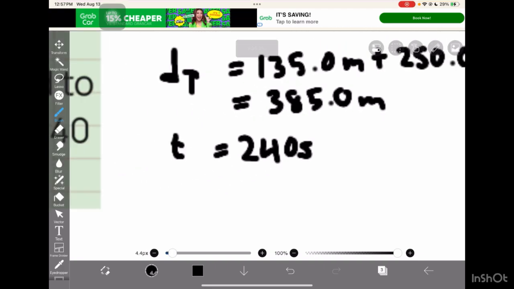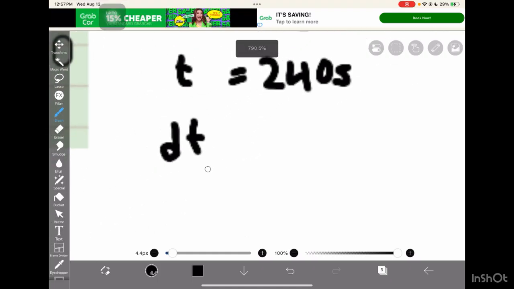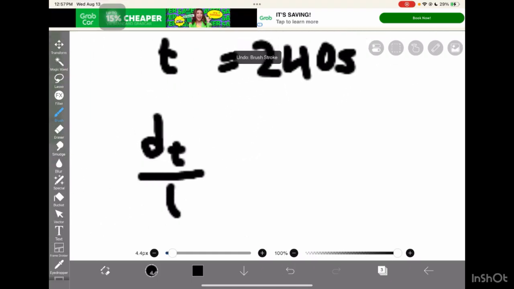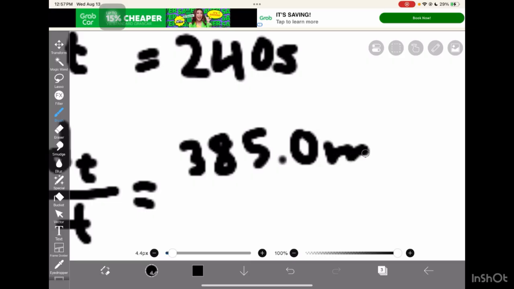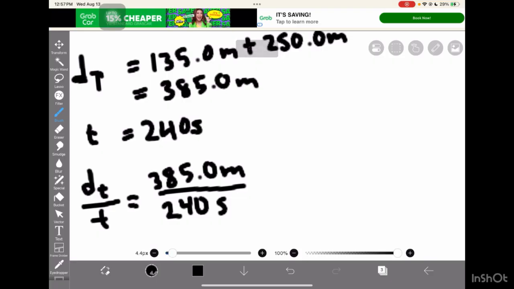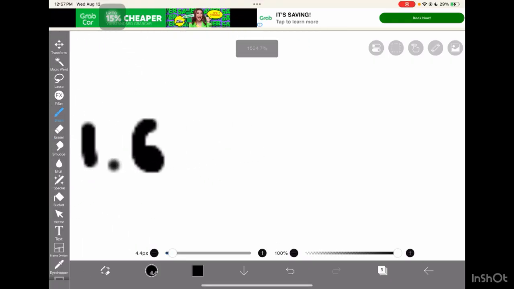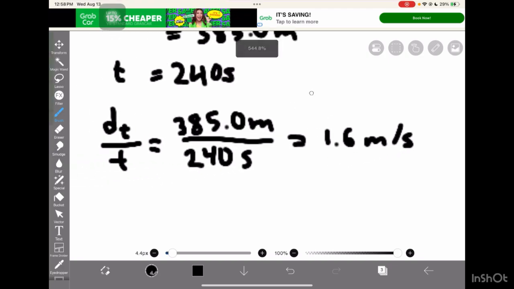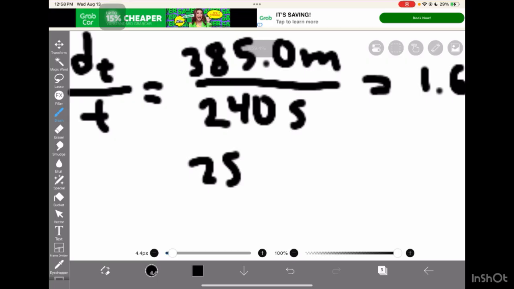So let's use the formula. d sub t over t equals 385.0 meters over 240 seconds. Put that into the calculator and you get 1.6 meters per second. And we only use 1.6 meters per second because this has 2 SFs while this one has 4. So we need to use 2 SFs, the least SF.